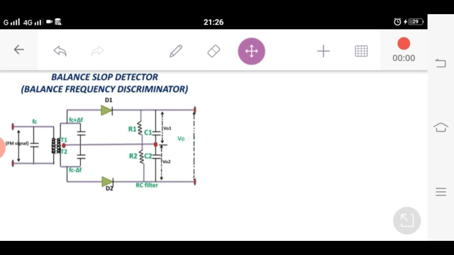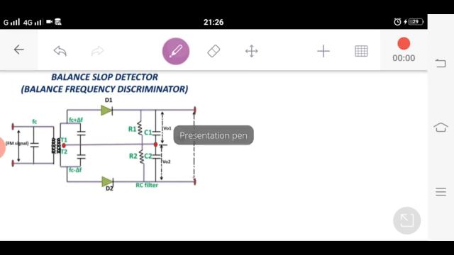As you can see here in the circuit diagram, we have the two tuned circuits. The first tuned circuit you can observe here, and the second tuned circuit you can observe here. So basically in the balanced slope detector we are using two slope detectors.